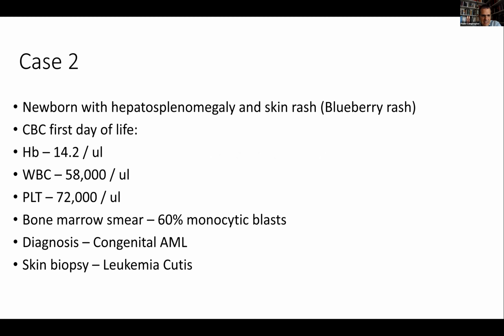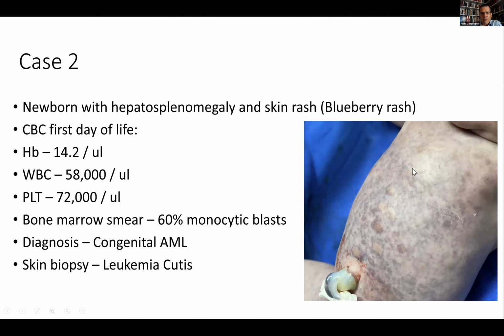I want to present a second case. This was a newborn that presented with this complete blood count in the first day of life: 58,000 leukocytes, 72,000 platelets, hemoglobin of 14. The team performed a bone marrow smear with 60% of blasts. So the diagnosis was congenital acute myeloid leukemia, and he had what is called a blueberry rash, right? So he was born with this skin rash that is typical for some diseases, including acute myeloid leukemia.